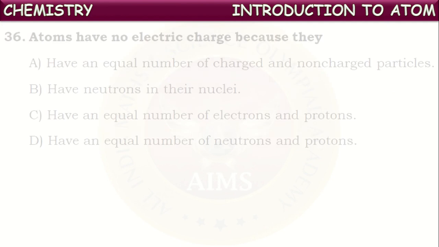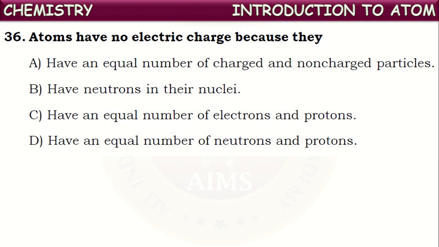Next, atoms have no electric charge. What is the reason for the electrical neutrality of atoms? Are they not containing any charged particles in them? No, they have. But atoms are electrically neutral. See what options they have given. Have an equal number of charged and non-charged particles? No, it is not correct. They have neutrons in their nuclei? No, it is also not correct.